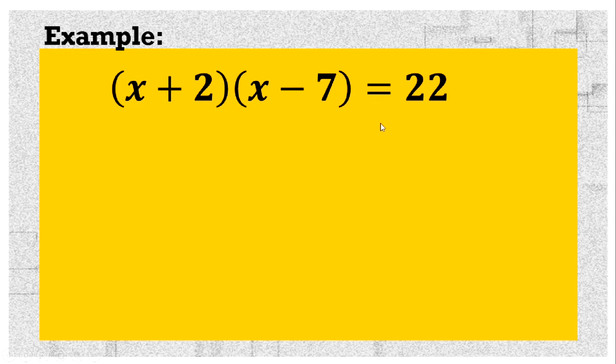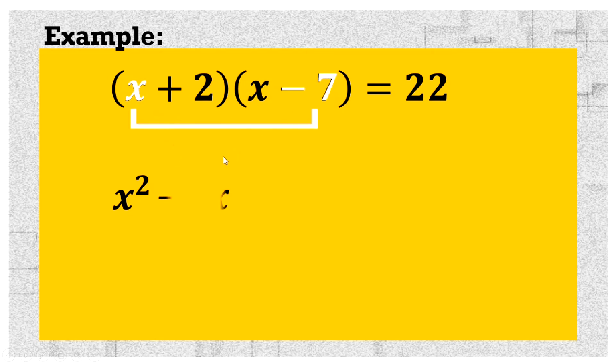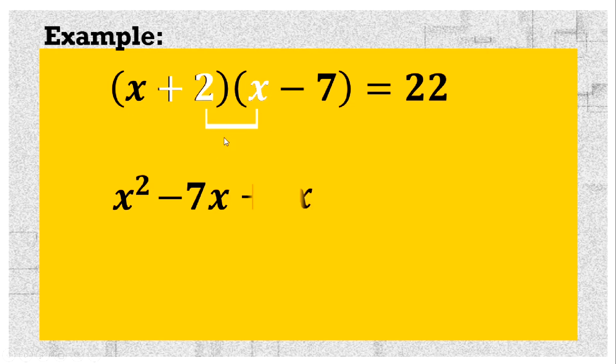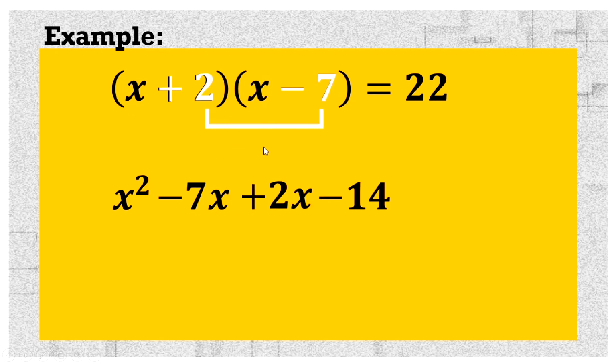So, unlike the previous example, this time, hindi 0 yung nasa right side natin. May 22 siya. So, first step is to simplify the left side. By using FOIL method, we have x times x is x squared. X times negative 7 is negative 7x. 2 times x, we have positive 2x. And 2 times negative 7, we have negative 14 is equal to 22.